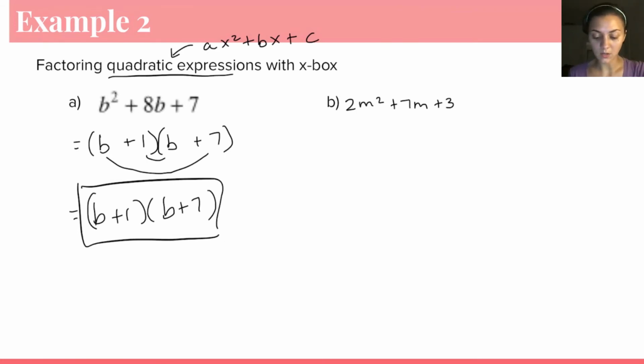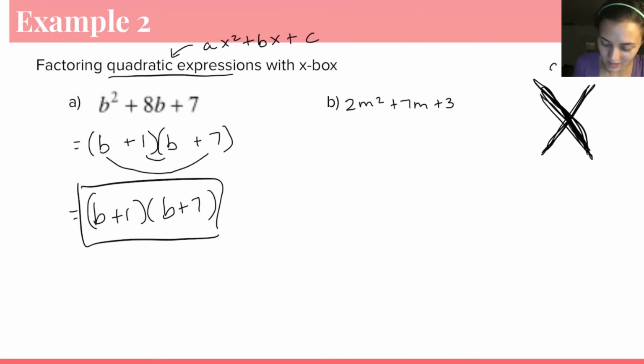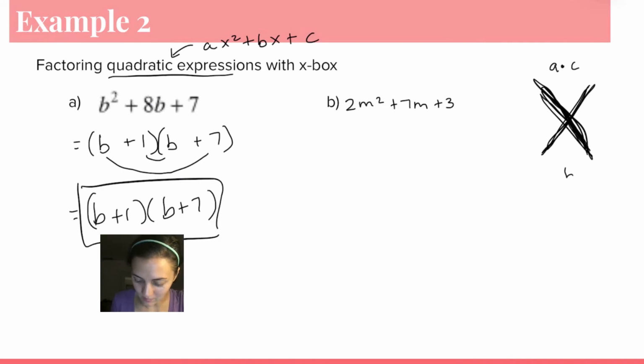For those that don't remember Xbox, I'm going to model that in B. So part B is an expression that's a little bit harder to factor. Some of you might not be able to do that in your head, and you'll want to be able to use Xbox to help you out. Okay, so a reminder, the way that Xbox works is we make an X. Wow, my X is very dramatic. And at the top of the X we have A times C, and at the bottom is B.